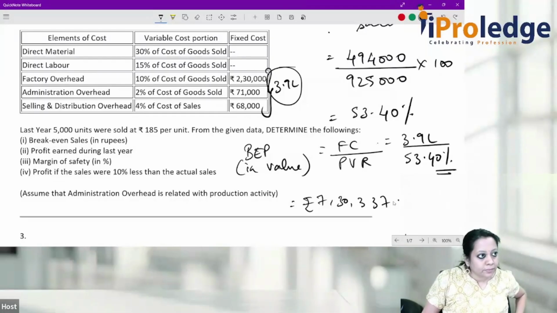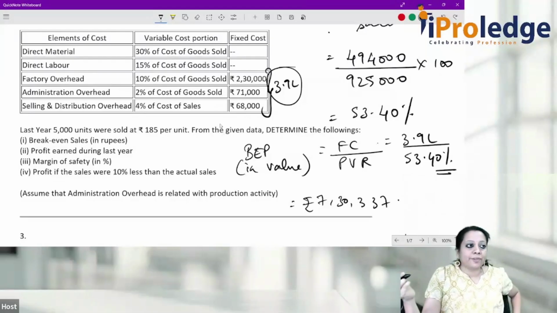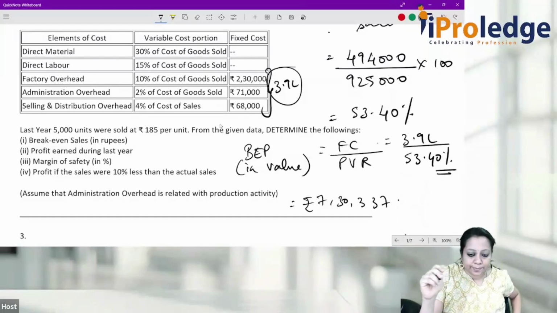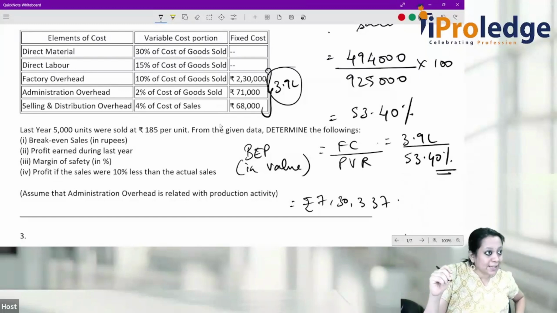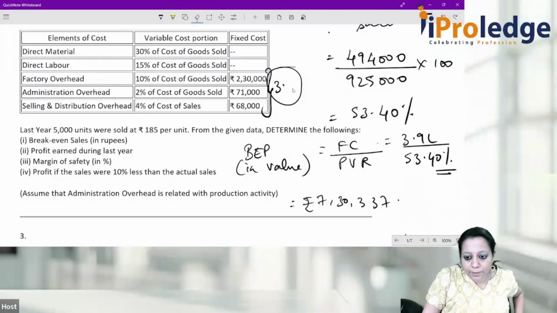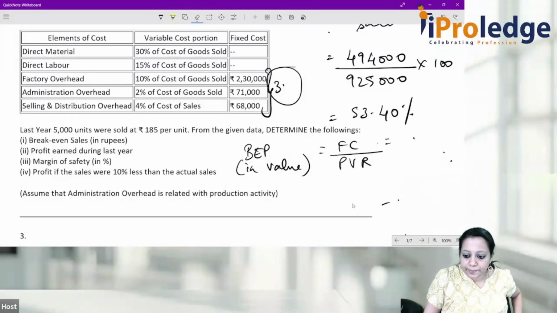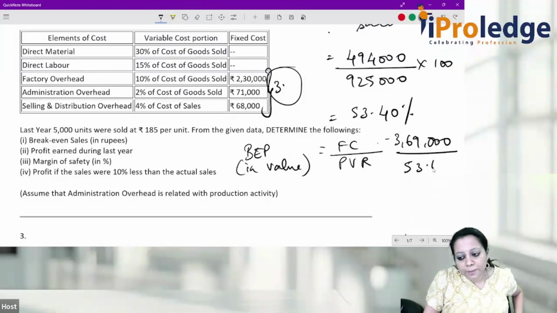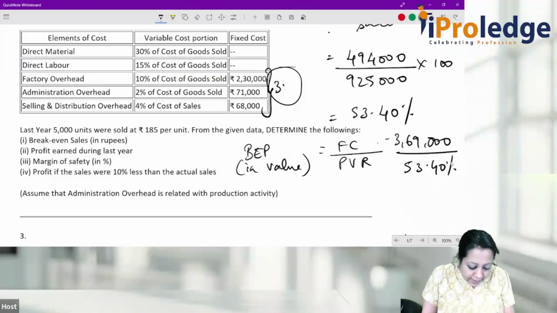But I think our friend got 3.9 lakhs. That is why I took 69 now. It's okay, no problem. By mistake it is. 3,69,000 divided by 53.4 percentage is 6,91,011. Are you all getting it?